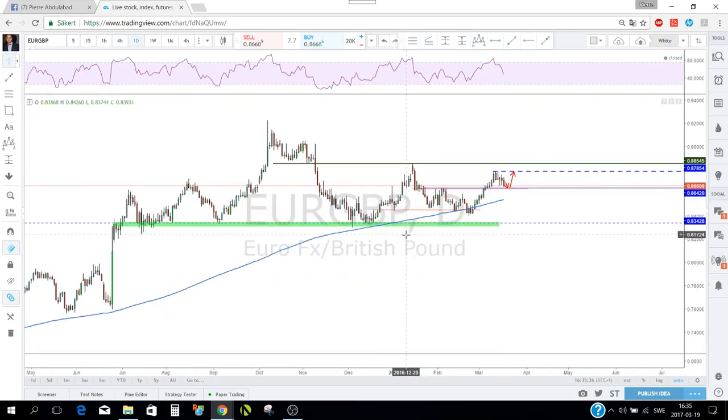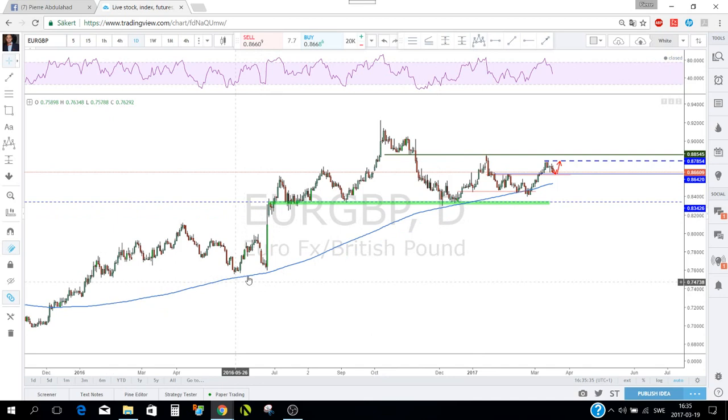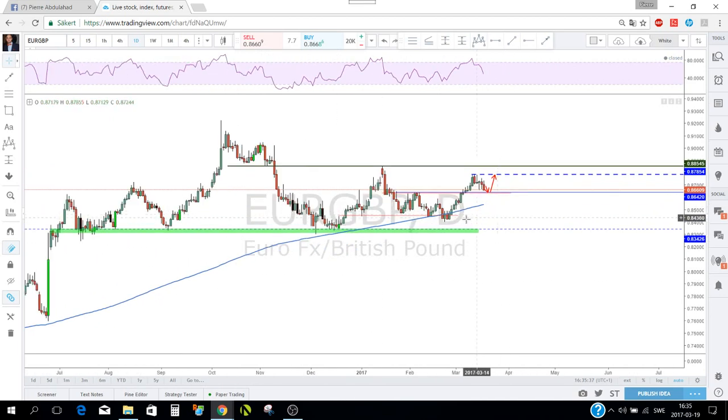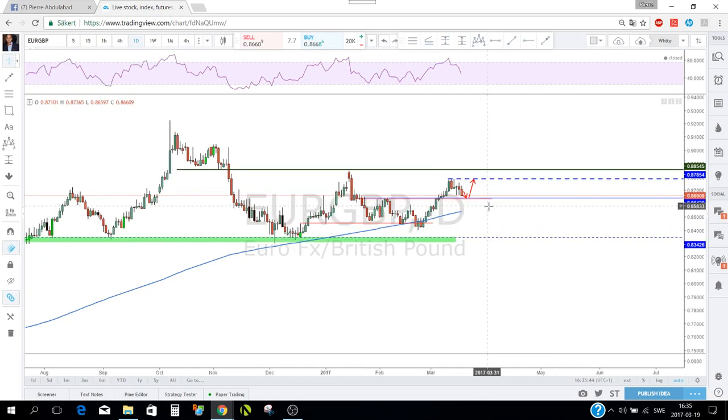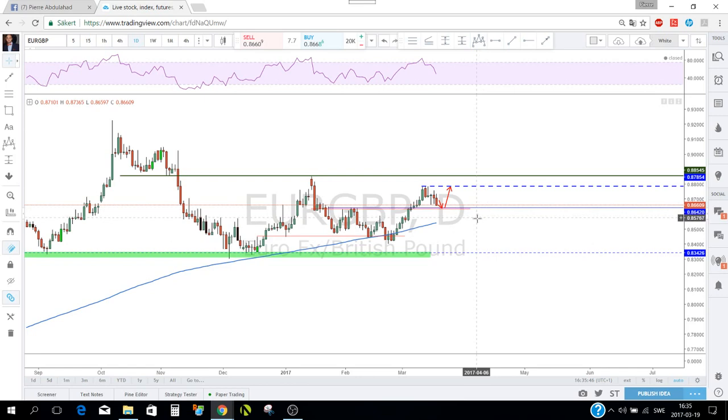Another thing that I can show you on this pair is that we didn't trade below the 200 daily moving average for a long time. So we are still above the 200 daily moving average, which gives us more confidence for maybe trend continuation to the upside. And don't take those levels very exactly.